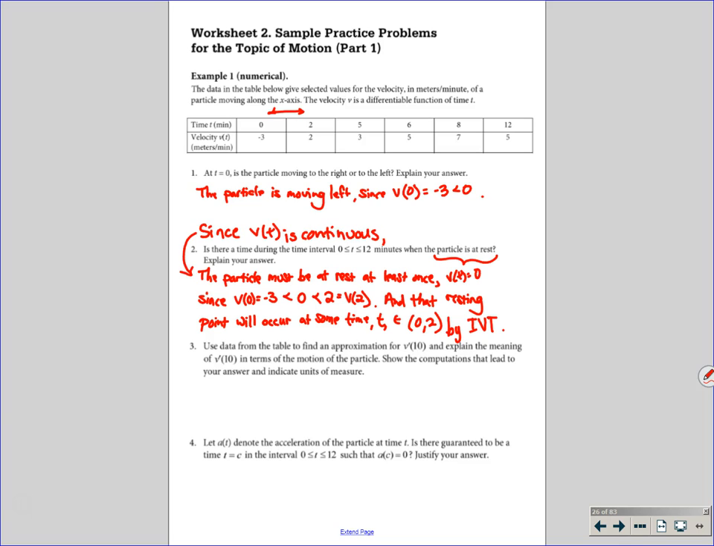For the IVT, you technically have to have a continuous function. If it's not continuous, it can jump from here to here and then never go through 0. If it has a break, a jump, a vertical asymptote, it can skip 0. But if it's continuous, it cannot skip 0.